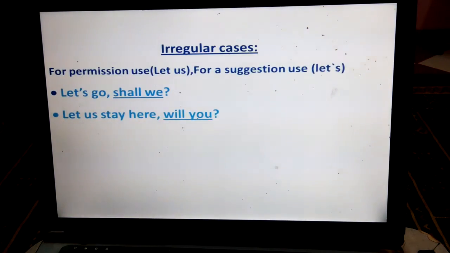Irregular cases. For permission use let us. ما اجي اعمل is بستخدم let us, and for a suggestion use let's. Okay, plus infinitive. عشان اعمل اقتراح بستخدم let's plus infinitive. For example, let's go, shall we? This is permission. This is a suggestion.